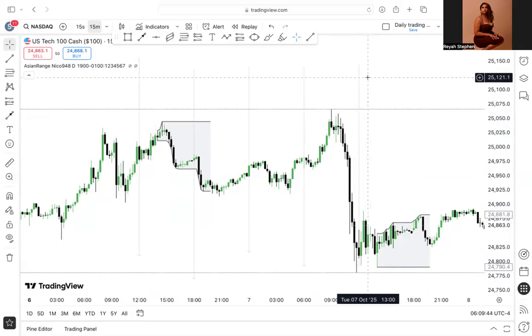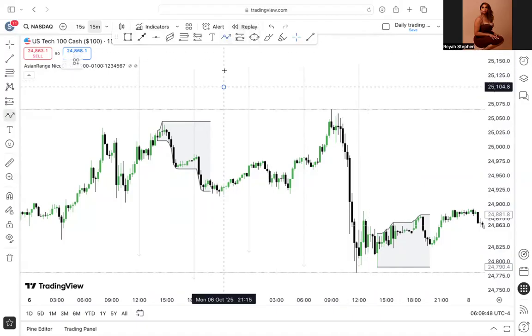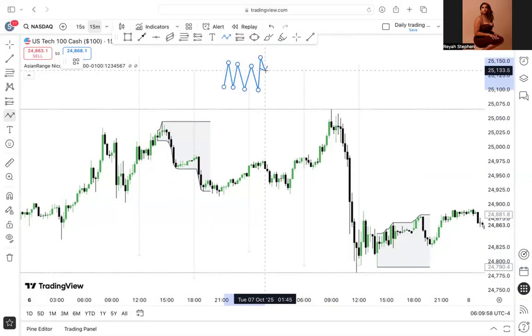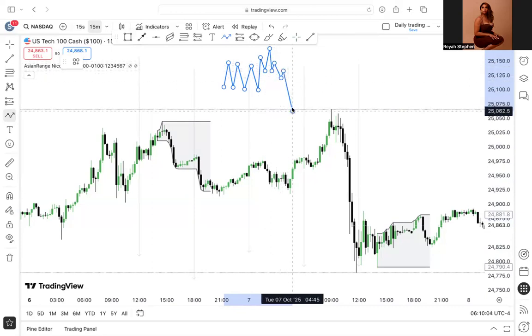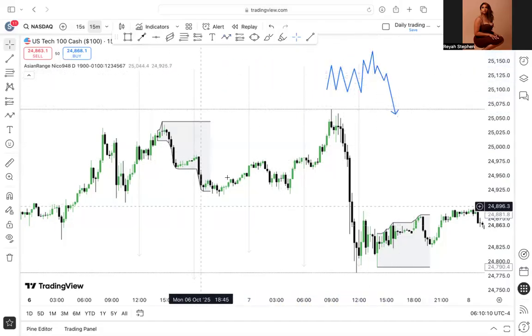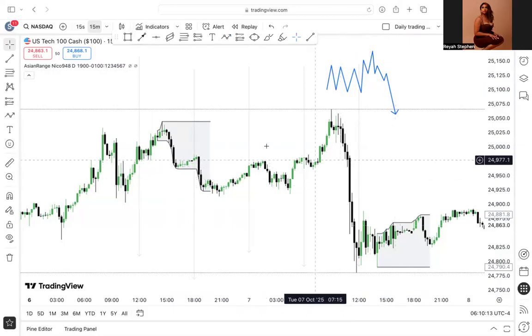So what are we looking at here? As we know, we have the accumulation and then we have the manipulation and then we have the change of character before the distribution to take out this low, right? So a pattern that looks something like this. Can you see how this reflects that in these quarters, right?